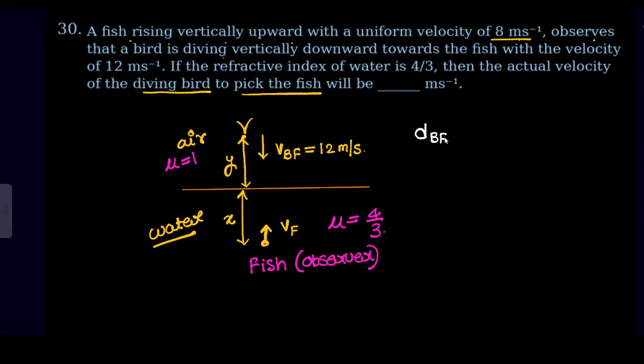Apparent depth of the bird with respect to fish will be equal to what? Refractive index of the observer. The refractive index of the observer is how much now? 4/3. So 4/3 into... next, you can see from here to here, this distance is x. That is, x by the refractive index of this medium, which is 4/3, plus this one. So this distance is y. Refractive index is 1. Is this point clear?